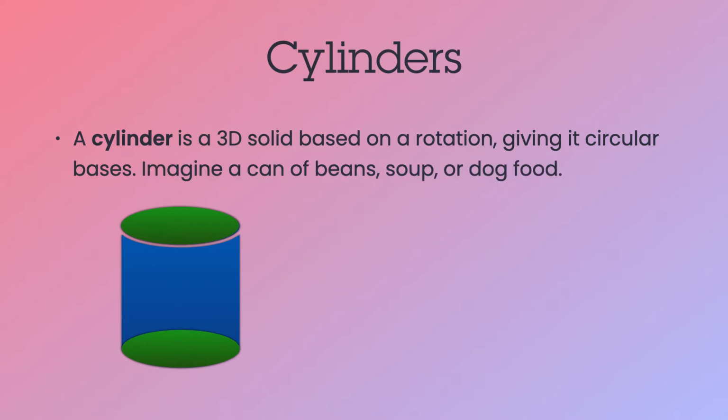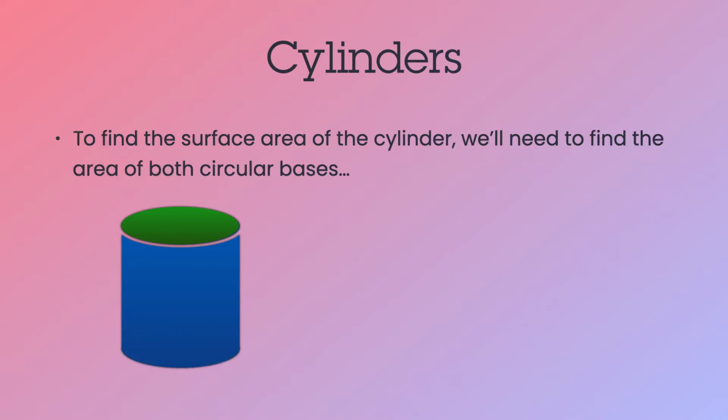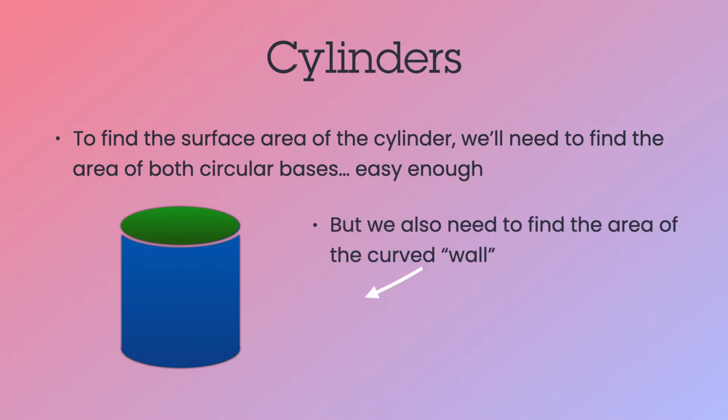Imagine a can of beans or soup or even dog food. Now, to find the surface area of this cylinder, we need to find the area of both circular bases. Now, that should be easy enough. We know how to find the area of a circle. But we also need to find the area of this curved wall that wraps around the cylinder, and that is not quite as straightforward to imagine how to find the area of that shape.